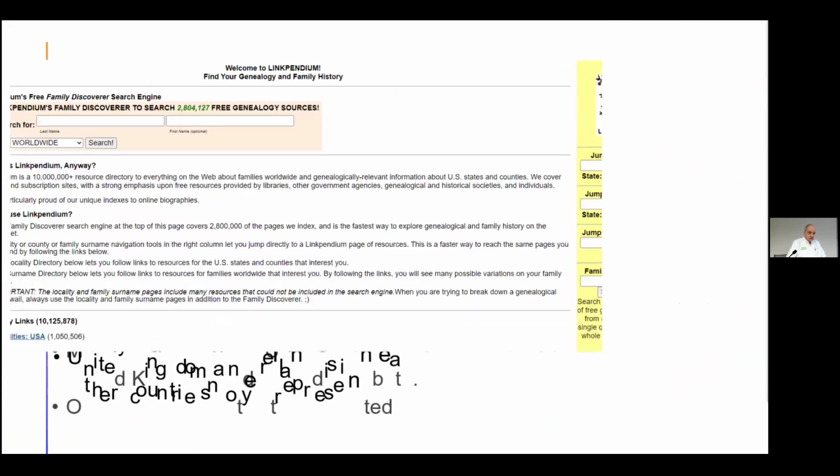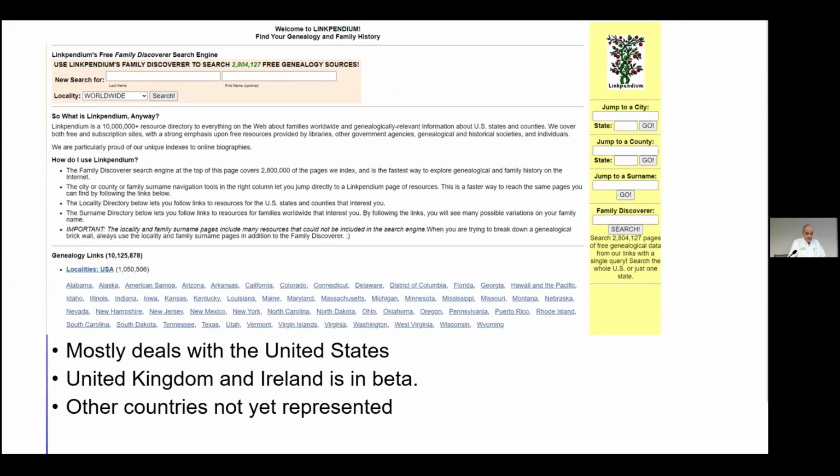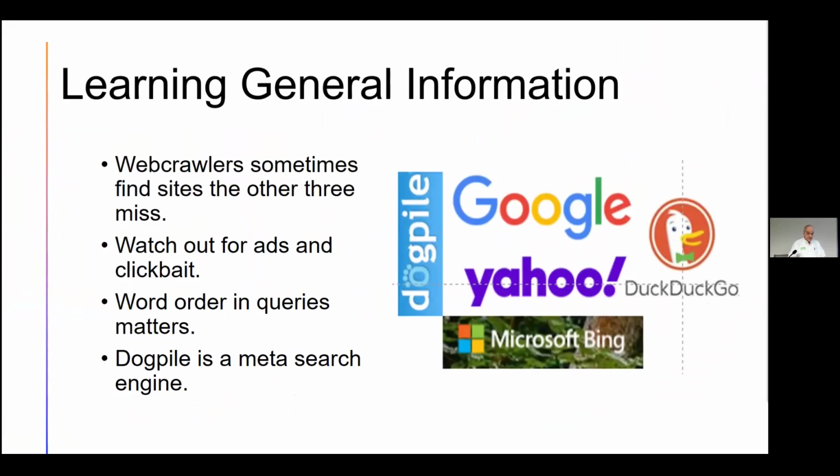Linkpendium is mostly the United States. There is some stuff in Ireland and the United Kingdom. They haven't really gone to other countries, but if you're working in the United States, Linkpendium is a good place to look at stuff too. And then the web crawlers, all those different search engines. Dogpile is a search engine of search engines, called a meta search engine. So sometimes you want to go there too.